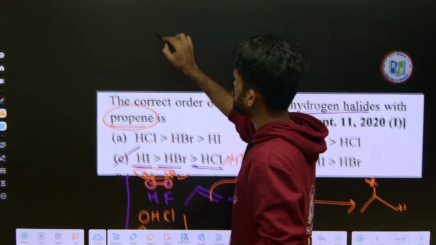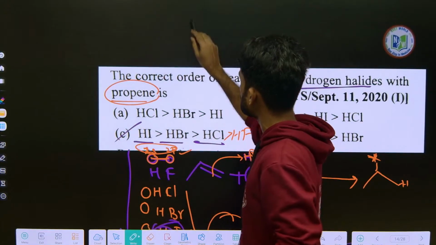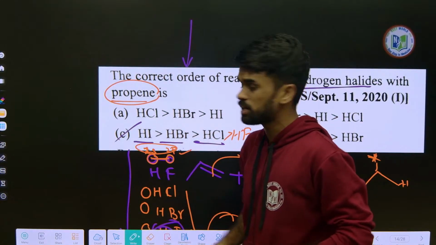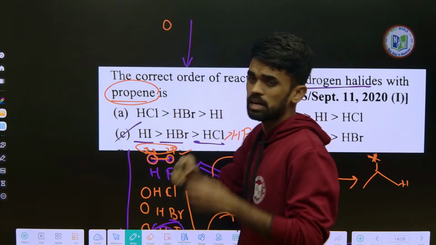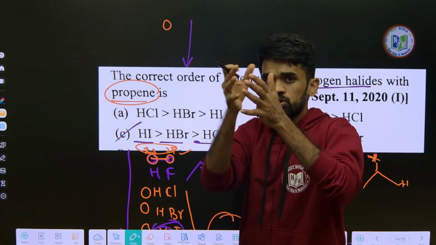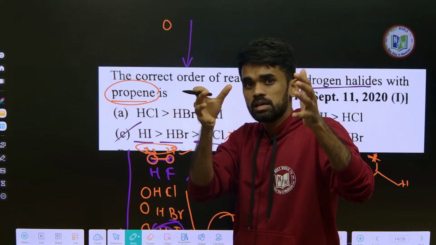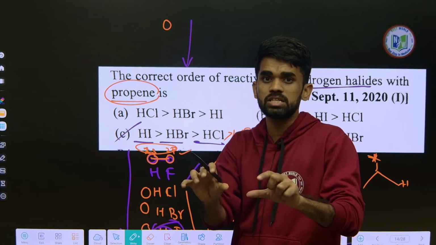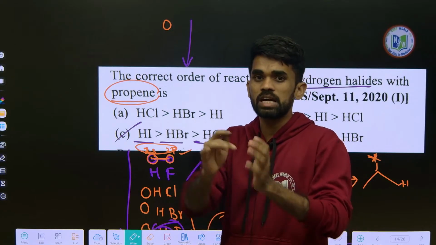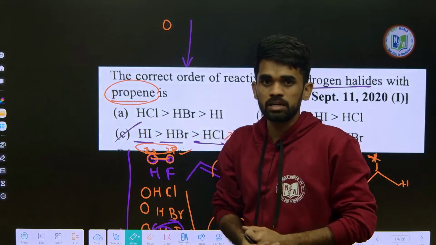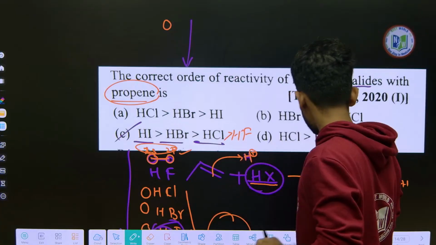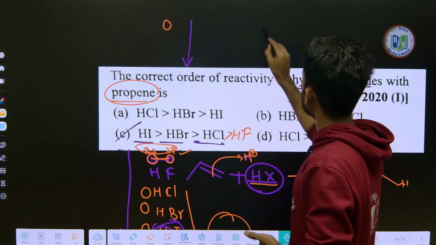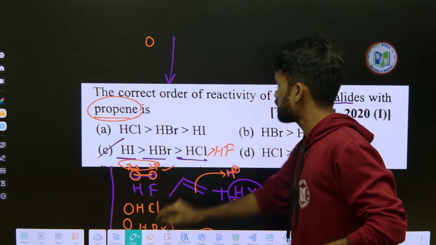Down the group, the size of the halide ions increases, but the hydrogen ion size is small. Due to that large size difference, the bottom HX, that is HI, will break easily when I compare it with the top one, HF. Hope this is clear.